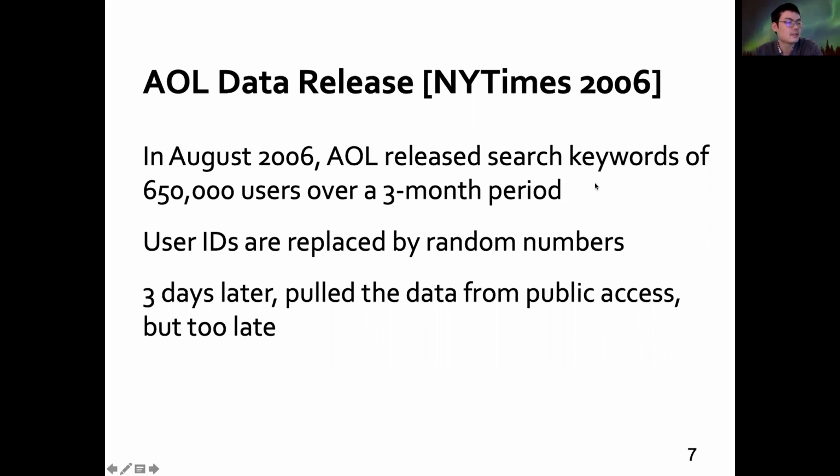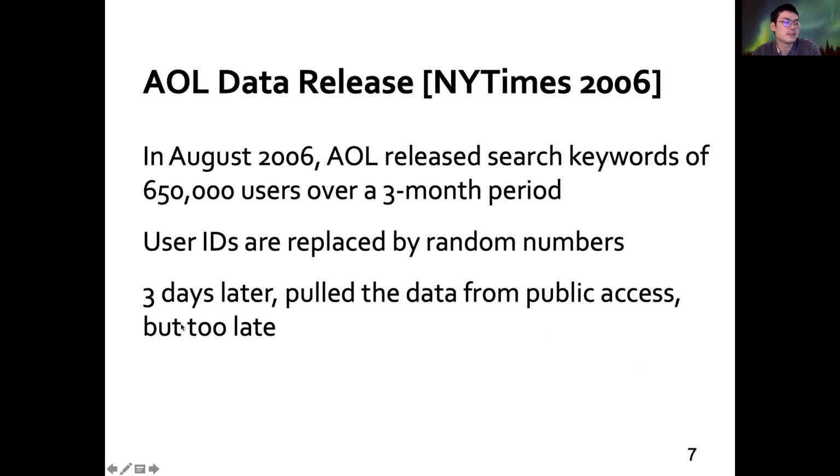And here's another example, the AOL data release. AOL released keyword search results from many users over a 3 month period. User IDs were removed, just like names, and replaced with random numbers. And they released the data to the public for public access. You can just download it freely.